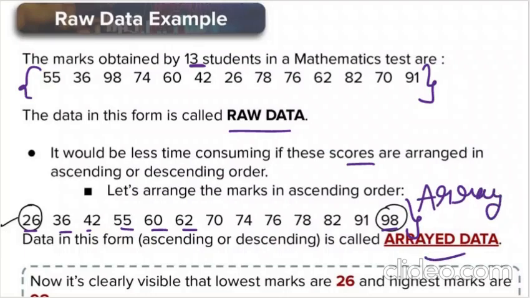और you can say average data. So अभी हम easily बोल सकते हैं कि 26 is the lowest mark and 98 is the highest mark, simple, correct? So that is what is raw data, and when we write it, it becomes average data.